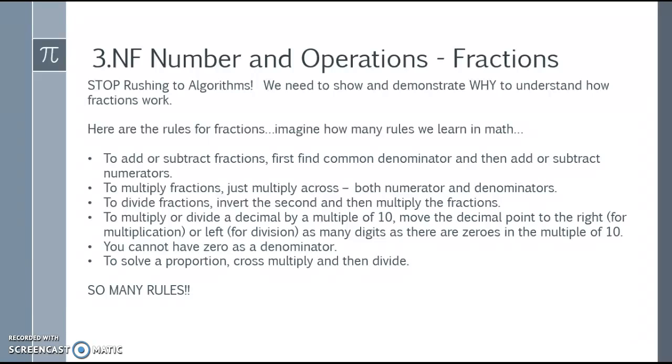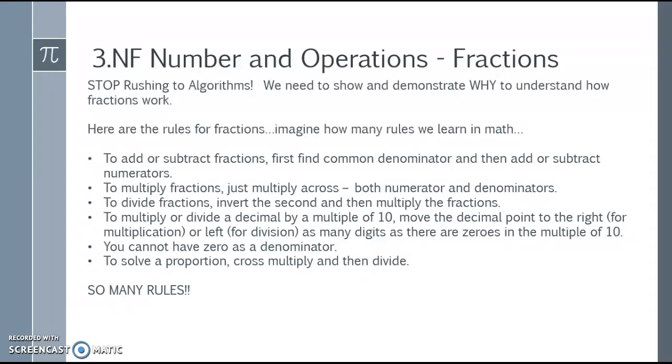So having a deeper understanding is so crucial. Some of these that you might recall are to add or subtract fractions, you might have to find a common denominator and then add or subtract the numerators. If I want to multiply fractions, I just multiply across. But to divide, I have to invert the second and multiply. And if I want to multiply or divide a decimal by 10, we move our decimal point to the right or left that many zeros. Further, you can never ever divide by 0. And to solve a proportion, we cross multiply and then divide.